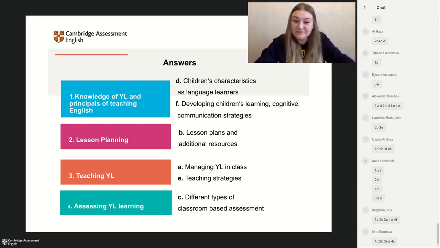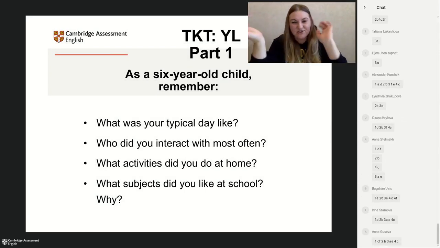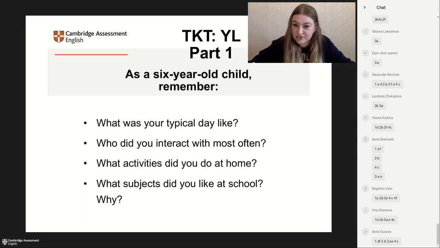Okay, so let's move to part one. Here it is. Before I start telling you some of my ideas, I want you to close your eyes and remember yourself as a six-year-old child and try to answer some questions, which you can see on the slide. For example, the first one, can you remember what your typical day was like? Who did you interact with most often? What activities did you do at home, after school or before school? And what subjects did you like at school and why? I'm really interested in the last question. So when you're ready to share your ideas, can you put some of your memories in our chat box and share your favorite subject at school, and in a couple of words, say why you liked the subject?